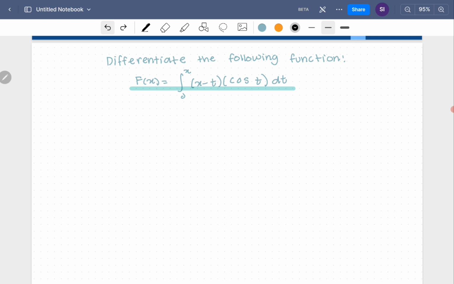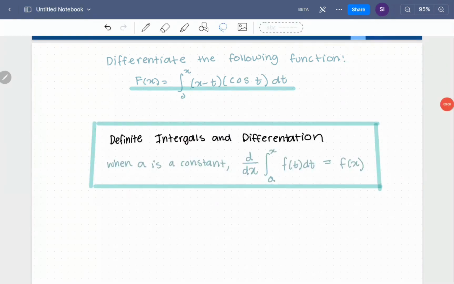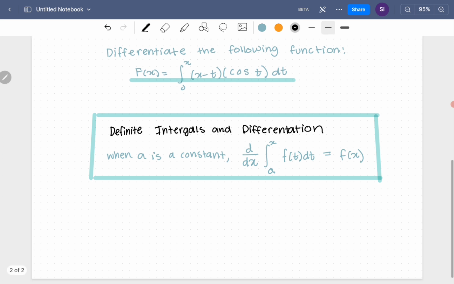There is a new formula we are going to learn, and that has to do with definite integrals and differentiation. So we're kind of putting those two together. So here is our new formula, which we're going to call definite integrals and differentiation, and that states when a is a constant, the derivative of this integral from a to x, where a is a constant once again, is f of x. And this is probably a new formula, and we're just going to go over how we actually got this formula, because we had to get it from somewhere, right?